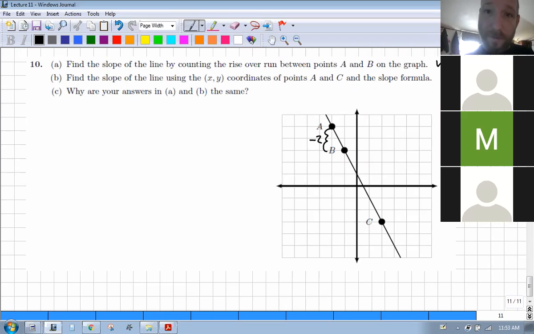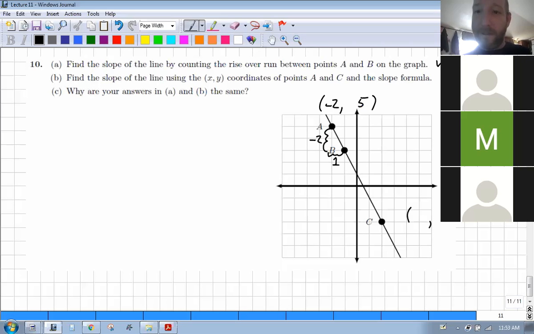Down 2, right 1. Find the slope of the line using the XY coordinates of A and C. Okay, well, we're doing the same thing. We're just going to write out a bunch of numbers. Point A here is -2, 5.